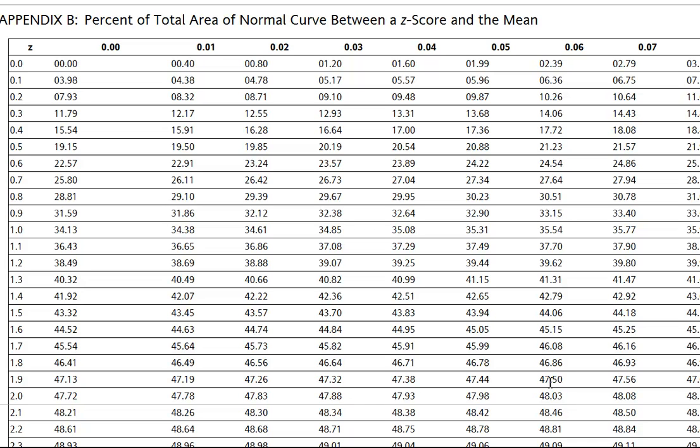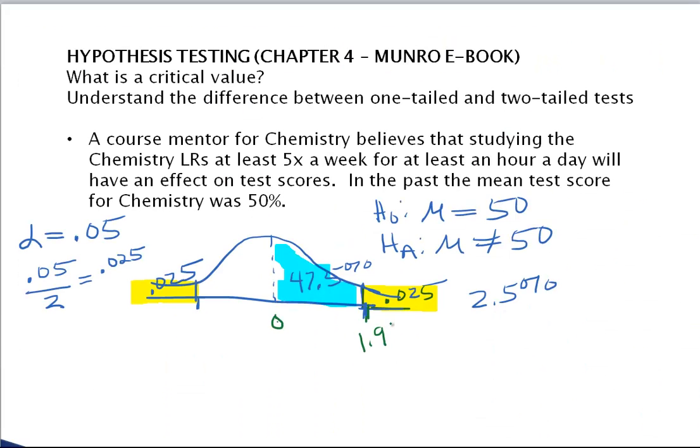Oh, right here. So we'd look at the z-score 1.9 and then 6. See the 0.06, we just add the 1.9 plus 0.06 and it's 1.96. So that would be our critical value, 1.96, the one that's to the right of the mean, and then to the left of the mean would be negative 1.96. And this is how many standard deviations away from the mean the critical value is. So it's 1.96 either way, and negative because it's to the left of 0. To the left of 0 is a negative number. Okay.